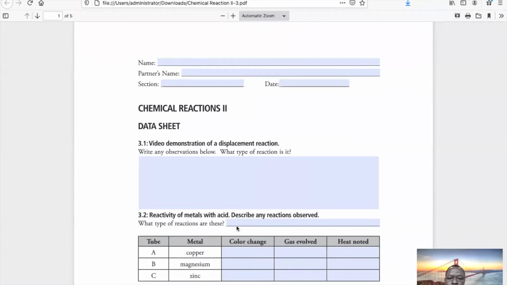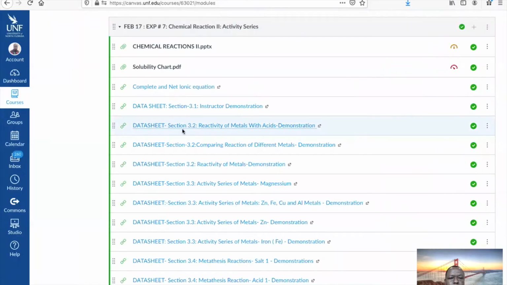By reading the background procedure, you should be able to classify the types of reaction for demonstration A or test tube A, B, C from the section 3.2 demonstration. All right, section 3.2. If you look at point 2.2.2, it's because of what? Three metals. This could be A, B, C. This could be for magnesium. This could be for copper. Please pay attention which metal is being used.